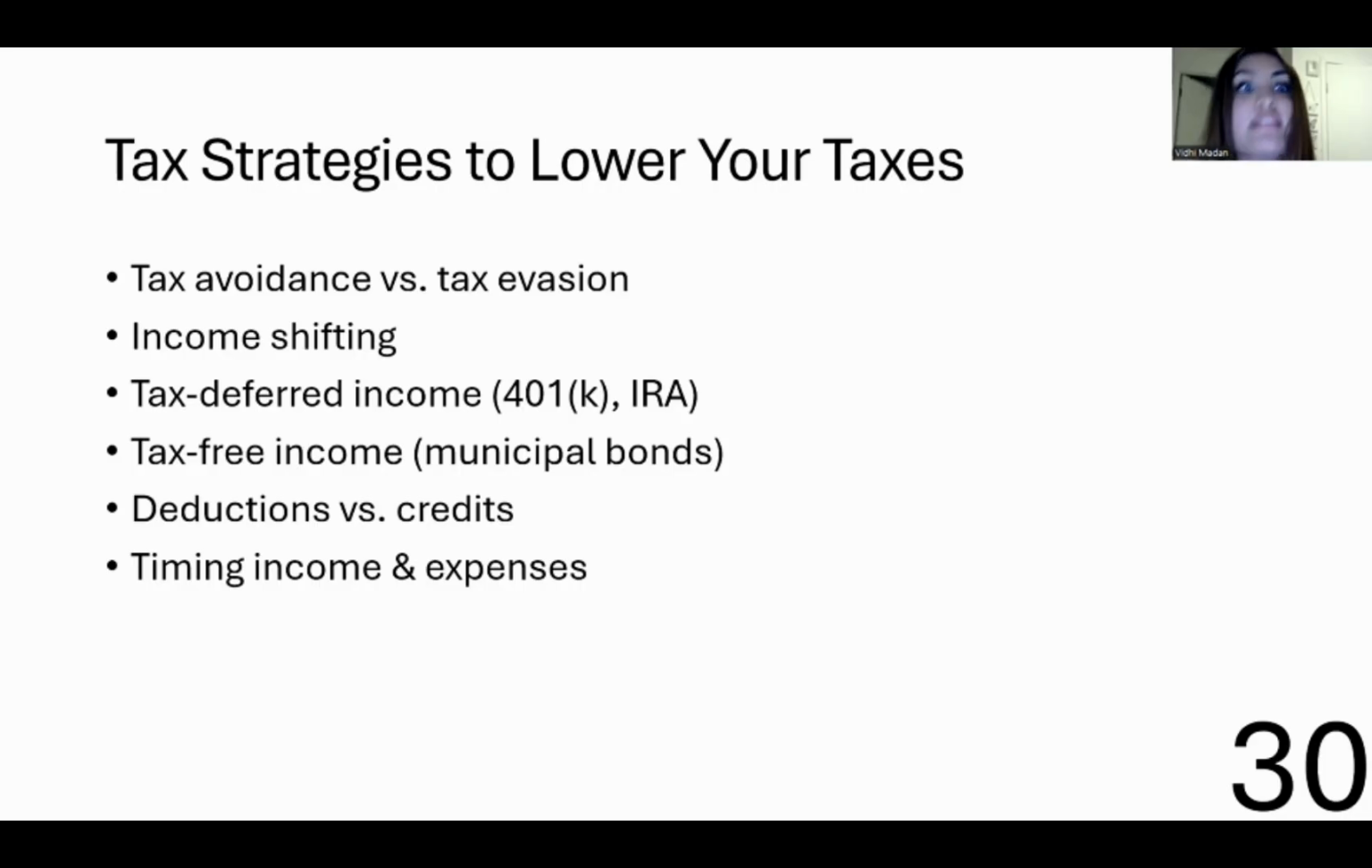One common strategy is income shifting, where incomes or assets are moved to someone in a lower tax bracket when permitted. Another major strategy is tax deferred income, which involves retirement accounts such as 401ks and IRAs, which lower taxable income today and delay taxes until the money is withdrawn. And with tax-free income, some income can be tax-free, such as interest from municipal bonds, which is not subject to any type of federal tax. Finally, taxpayers can minimize taxes through deductions and credits, as well as timing income and expenses by accelerating deductions or delaying income to reduce the total taxes owed.